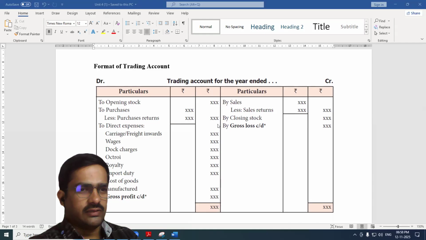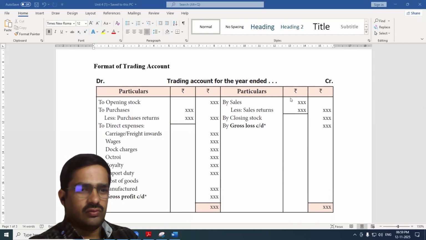Then the direct expenses relating to manufacturing. All the direct expenses we are going to record here: carriage inwards, wages paid, freight charges, then royalty charges, and import duty. Any direct expenses related to production, we are going to write on the debit side, for the cost of goods sold.